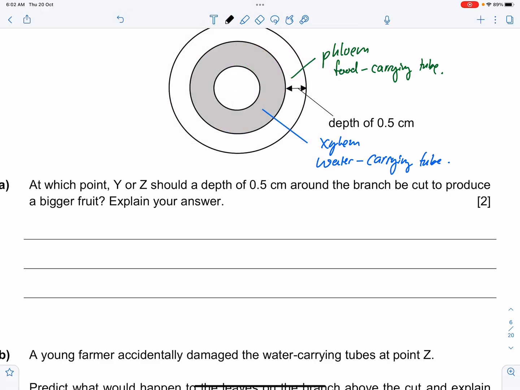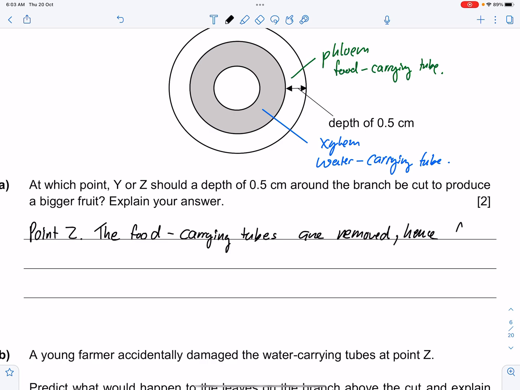Okay? So let's see how we can translate this into an answer. So we'd say that at point Z, the food carrying tubes are removed. You have to tell me that.